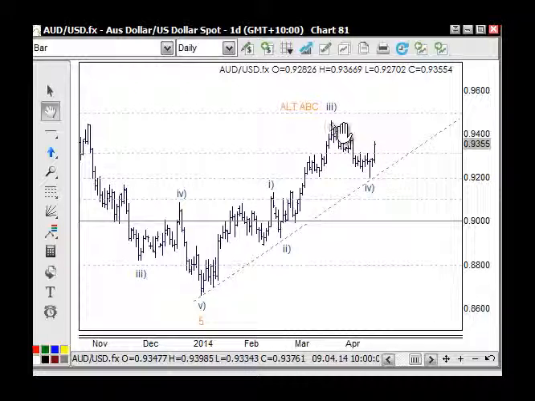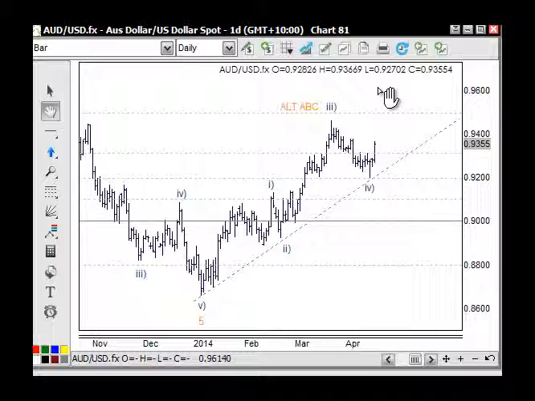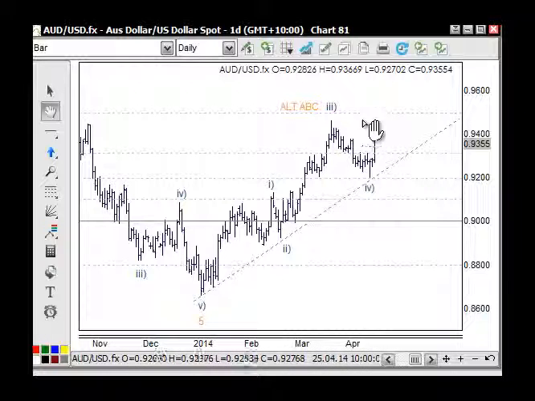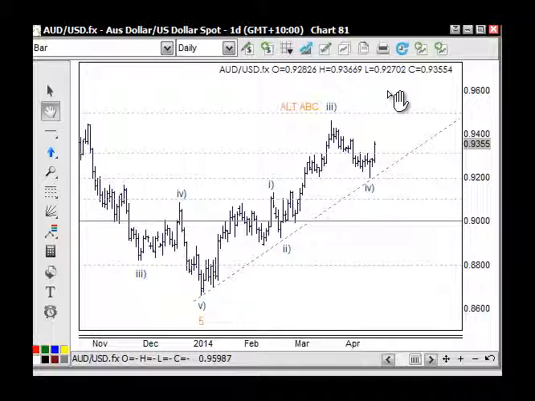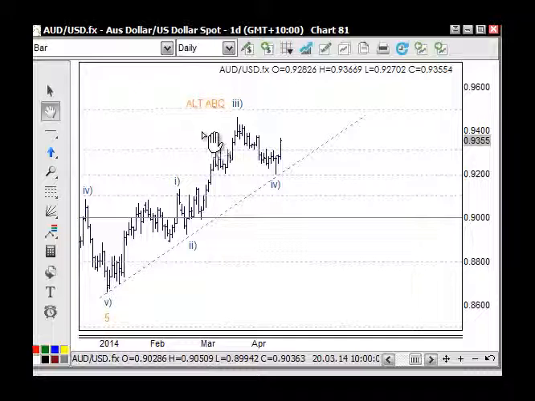The other interesting point here is once that high gets taken out, it was 94.60, I think. Then that would give us 5 waves up, and that's really important because if we've got 5 waves up from the low here, then that puts this whole market, the Australian dollar, into a bullish market. We would get a counter trend in 3 waves, and then another 5 up, which would take us up to the $1 mark. So it's quite an important point, where we are now.